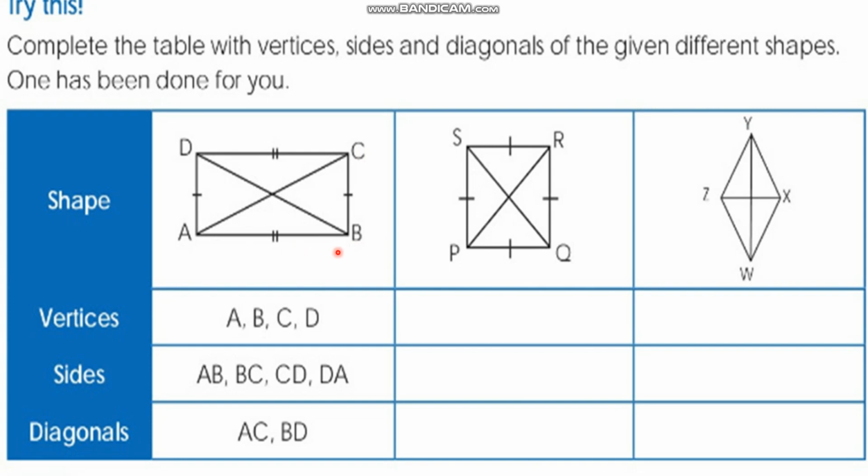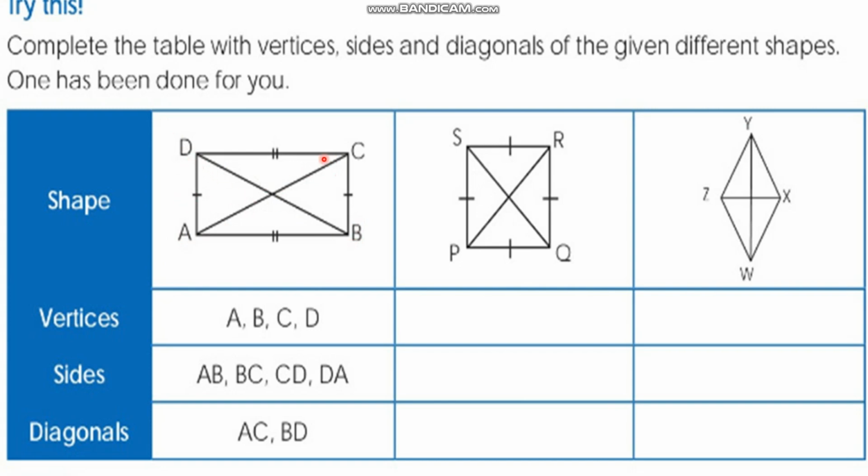If I am writing like this, that also same. Okay, so these are the sides of this rectangle. Now, which are the diagonals? Yes, what is diagonal? The line which joins the opposite vertices. So the opposite vertex of A is C and opposite vertex of B is D. So the diagonals are AC and BD.